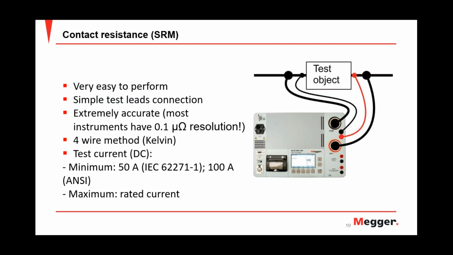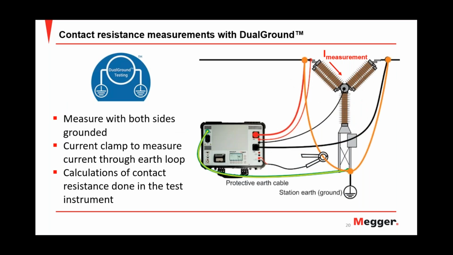One of the challenges in high voltage is to perform the test in a safe environment. And this can be done with new technologies, where what we call a dual ground method can be applied. The advantage is you can measure the contact resistance of the circuit breakers whilst both sides are grounded.